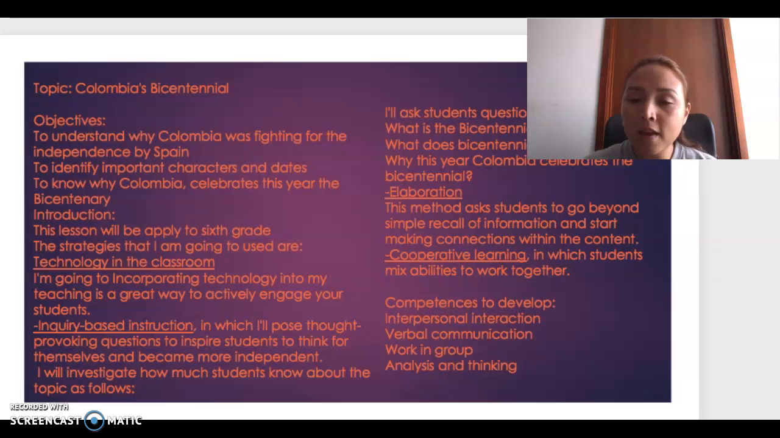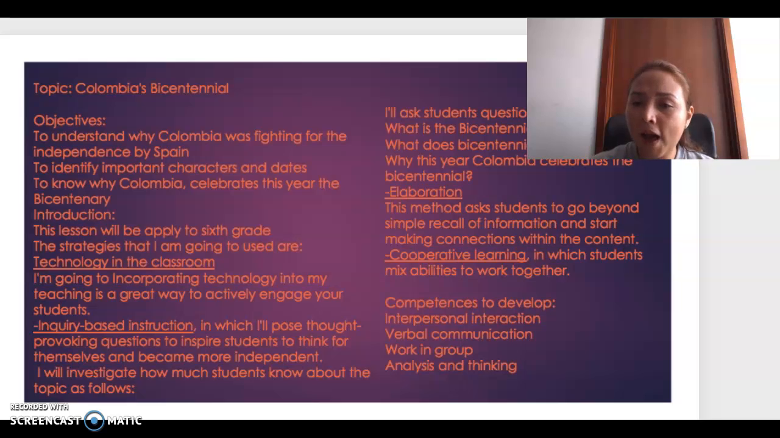The main objectives for this topic are that the students understand why Colombia was fighting for independence from Spain, identify important characters and dates, and finally, know why Colombia celebrates the Bicentennial this year.